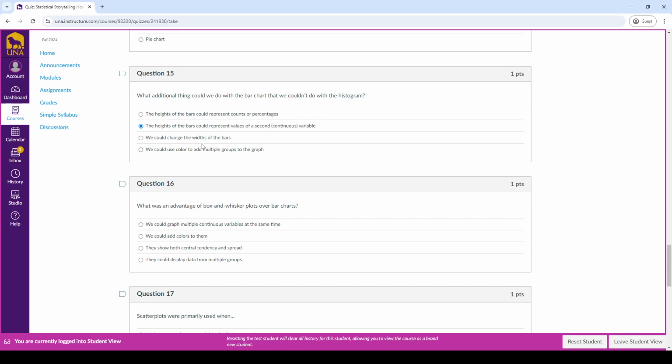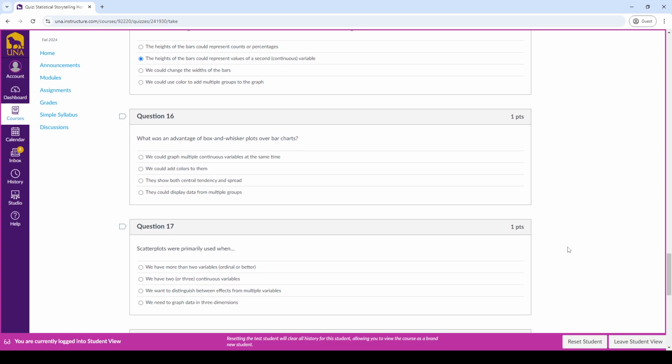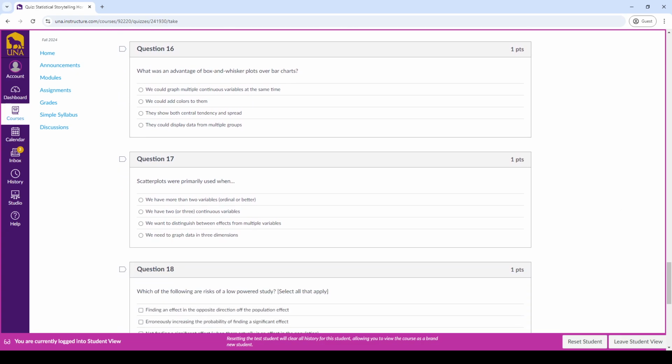So this is probably going to be it, but let's read the rest. "Could change the width of the bars." Well, we can do that for both. "And use color to add multiple groups to the graph." Well, we can do that with both too. Bar chart does that by default, and with a histogram, we would kind of overlay and add a second group onto the histogram. So we can do that with both. This is going to be the main one that we can't do, which is that the heights of the bars represent this second variable.